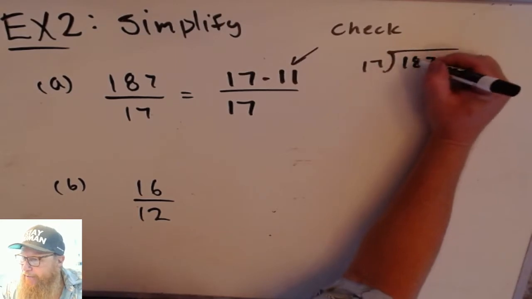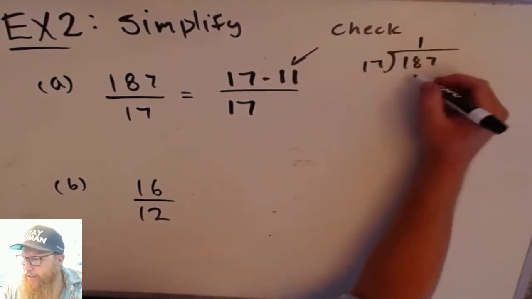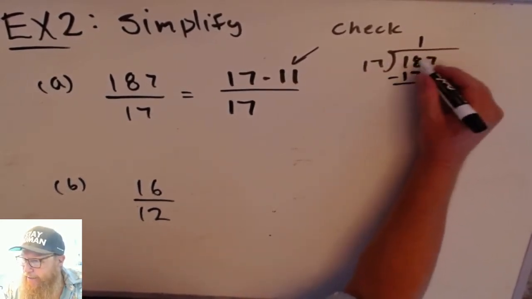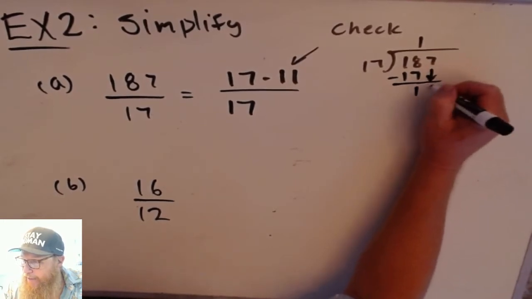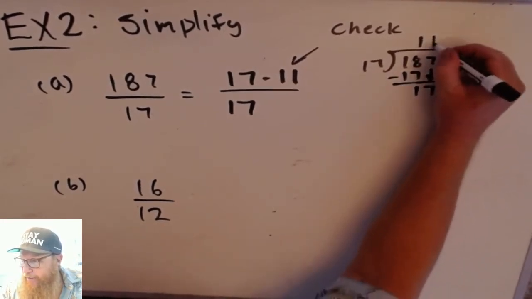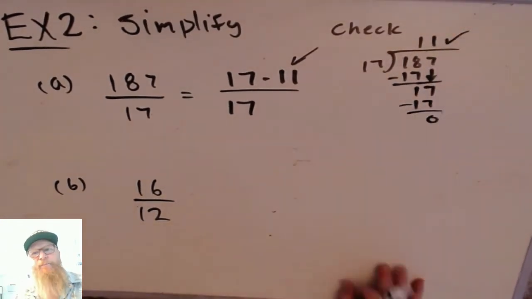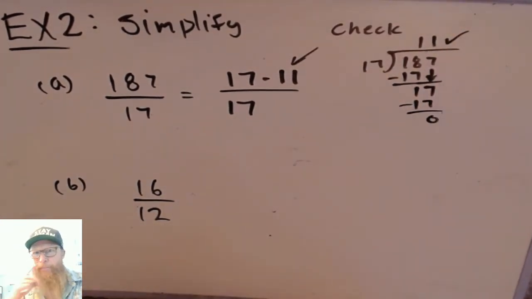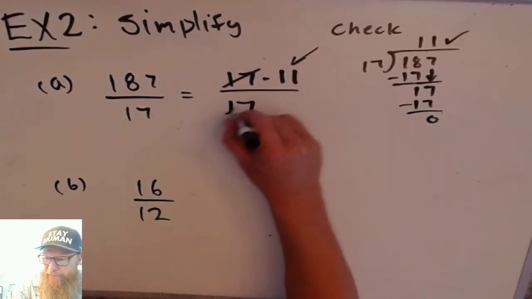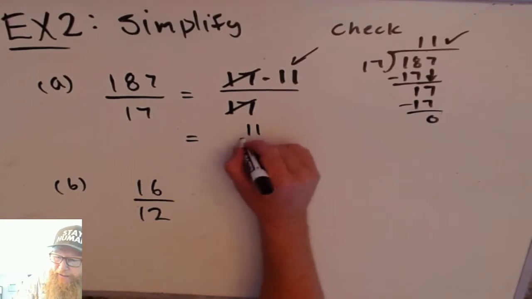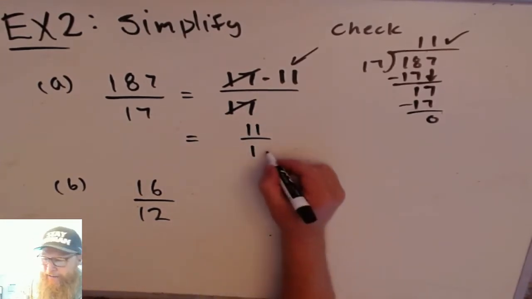Yeah. So 17 goes into 18 one time. 1 times 17 is 17. Subtract. Bring down the 7. 17 goes into 17 another one time. Subtract. Remainder 0. Check. It is 11. It was just a lucky guess. Okay. And so these cancel. So it's technically 11 over 1.